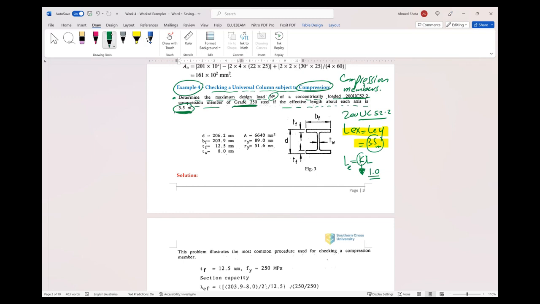And here the dimension is given. You can find this dimension in the tables. But if it is not given, you can find it in the capacity table. So I will also try to show you from the tables where to find the cross-section dimensions.